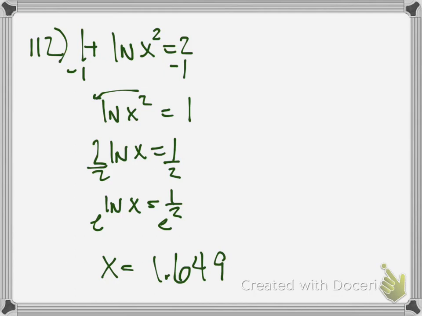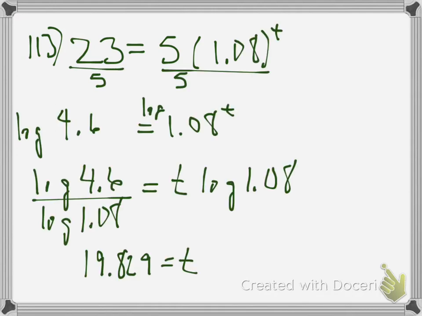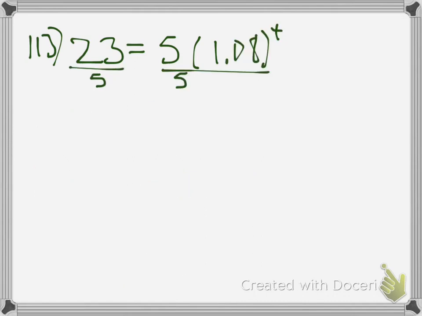Anyways, moving on, 113. Again, here you would have to use logs, so you got to get the 1.08 by itself. Let me back that up a bit because that's kind of confusing, to be honest. So first off, divide by 5. And so you get 23 divided by 5 is 4.6.